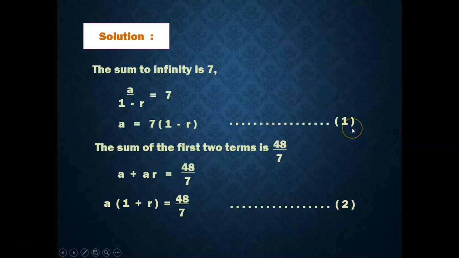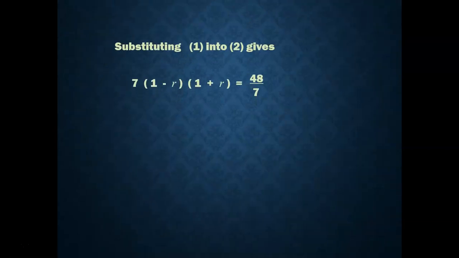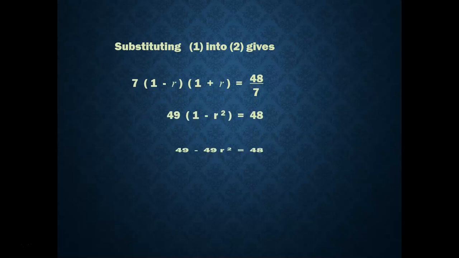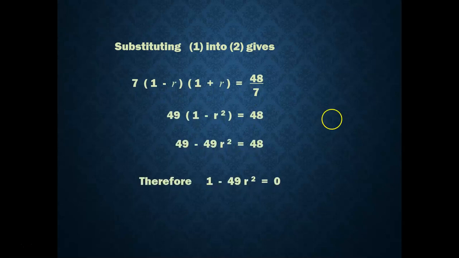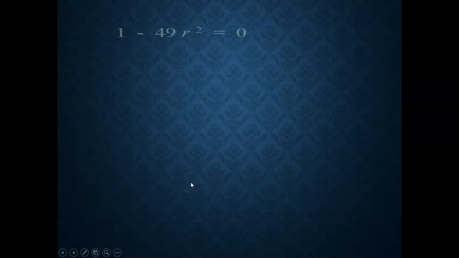So naturally, simultaneous equations. I'm going to skip explaining the simultaneous equations. You're going to have to look at that on your own. But once you've rearranged that, you will get 1 minus 49 r squared equals 0. So this proves your question.